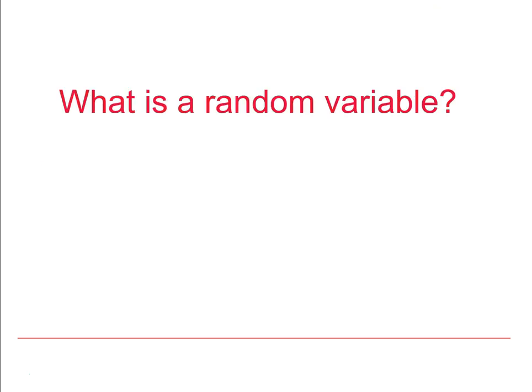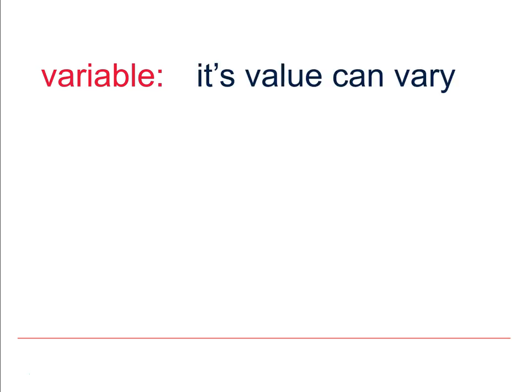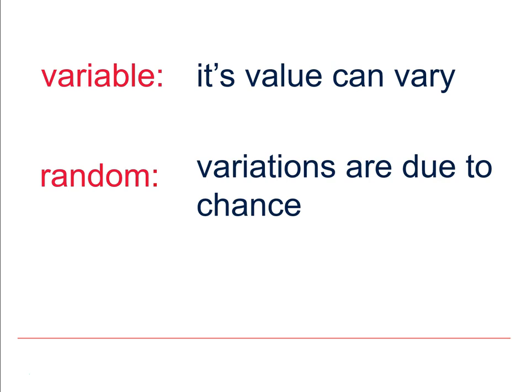So first of all, let's think about the term random variable. There are two words involved here. The first one, variable, indicates that its value can vary. And the second word, random, those variations in its value are due to chance.